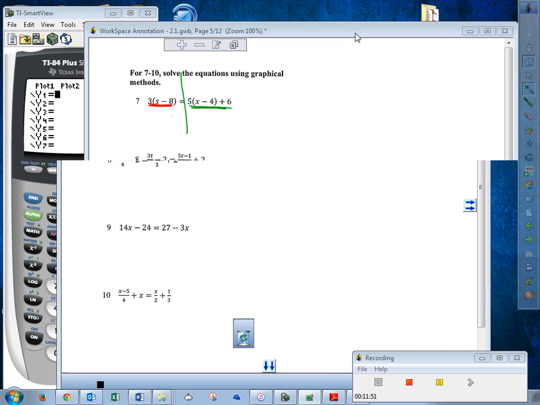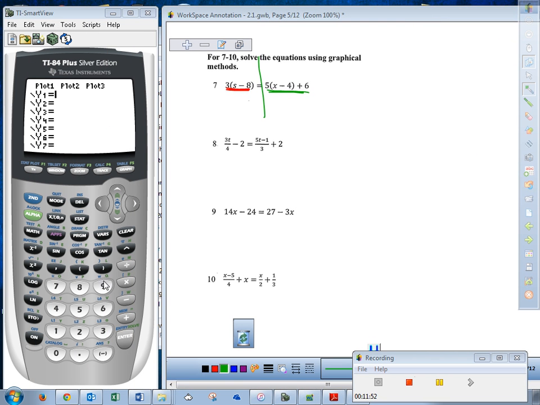I hate that fill the screen thing. 3 times the quantity of x minus 8. Sorry. Problems. X minus 8. That's y sub 1. Let the green thing be the other dude. 5 times the quantity of x minus 4 plus 6. Right? And what we would do is graph them both, and where would they be the same? What would you look for?